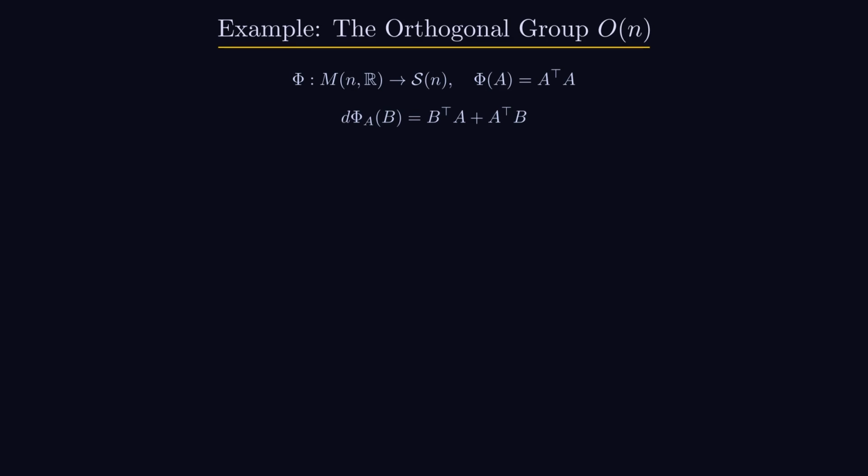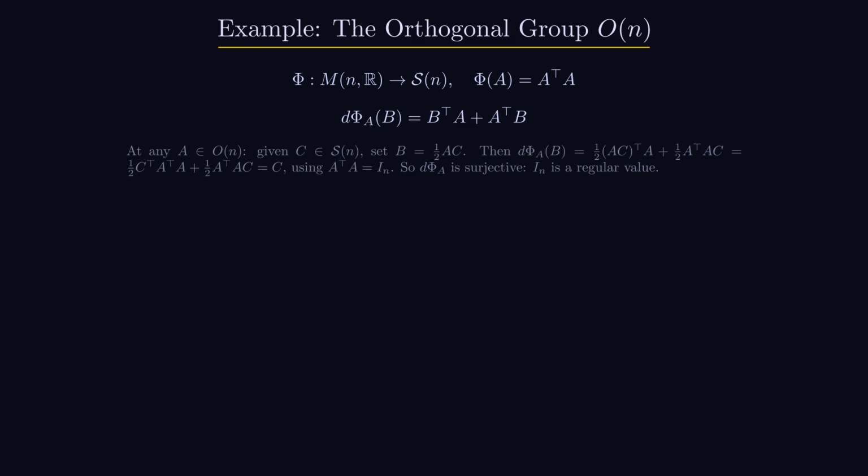To check surjectivity at any matrix A in O(n), given an arbitrary symmetric matrix C, we need to find B with dφ at the matrix A applied to B equaling C. Set B equal to 1/2 times A times C. Then B transpose A plus A transpose B equals 1/2 times C transpose times A transpose A plus 1/2 times A transpose A times C. Since A is orthogonal, A transpose A equals I sub n, so this simplifies to 1/2 C transpose plus 1/2 C. Since C is symmetric, C transpose equals C, giving 1/2 C plus 1/2 C equals C.